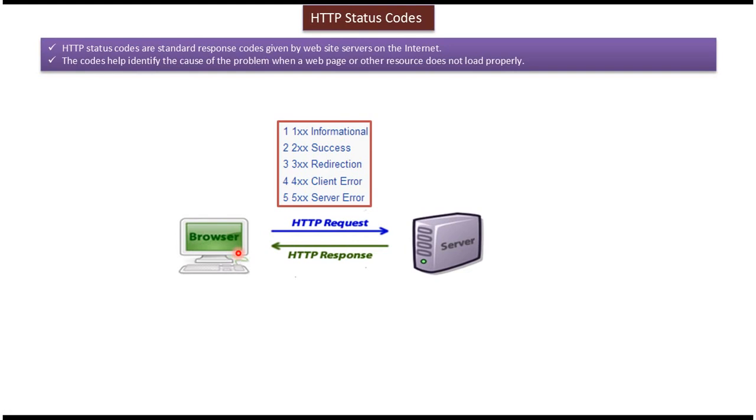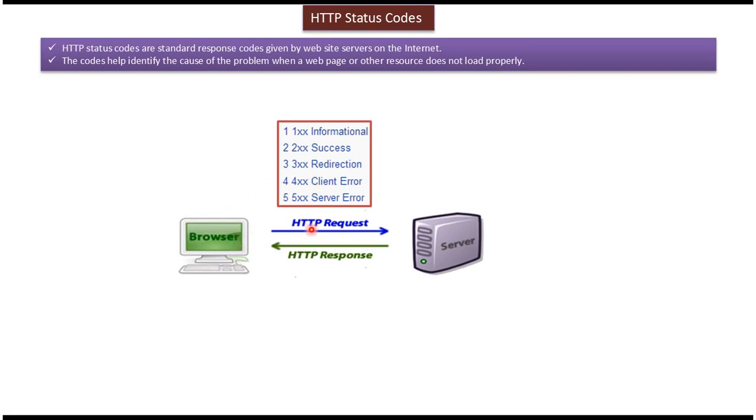Suppose the client sends an HTTP request to the server, and the server cannot process the request because the client sent a wrong request body, or sent a wrong HTTP method. Because of that, the server cannot process the request, so the server will return an HTTP response to the client. Along with the HTTP response, it will send a 400 series client error status code back to the client. Okay, it can be 400 or 404, etc.